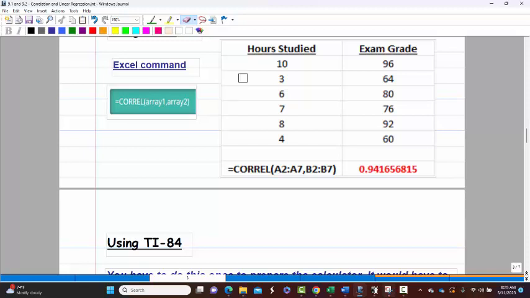Now, obviously, this makes complete sense. Exam grade being a function of hours studied, that totally is logical. The more you study, the better you should do. Okay, just thought I'd mention that.